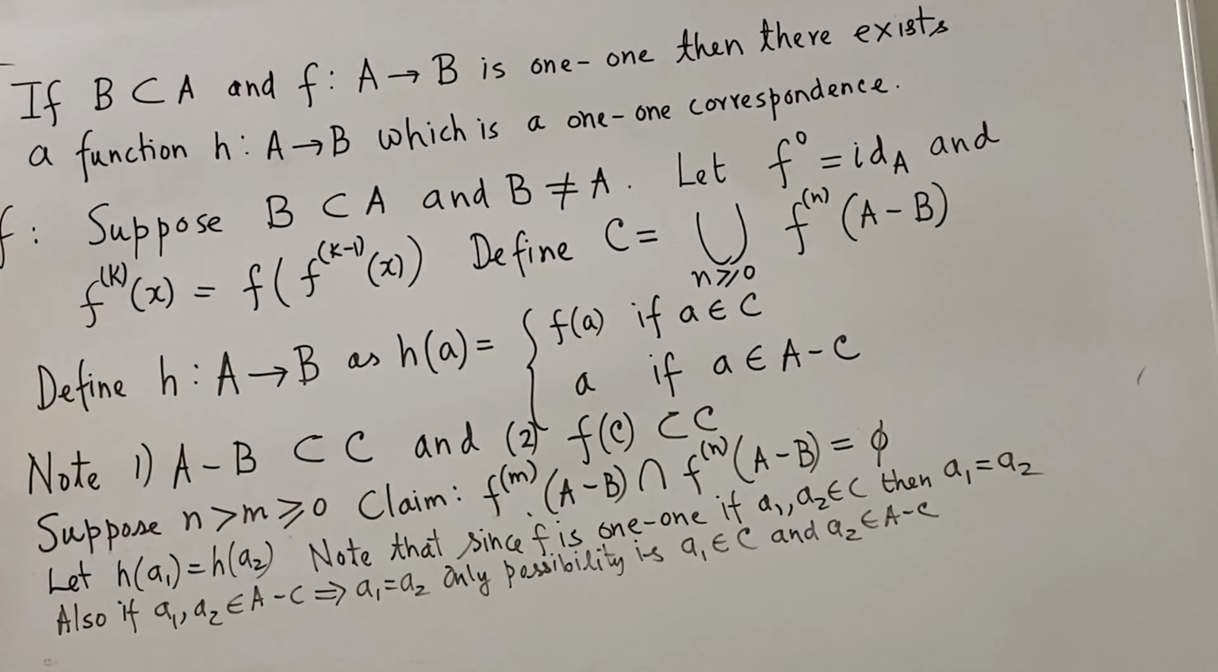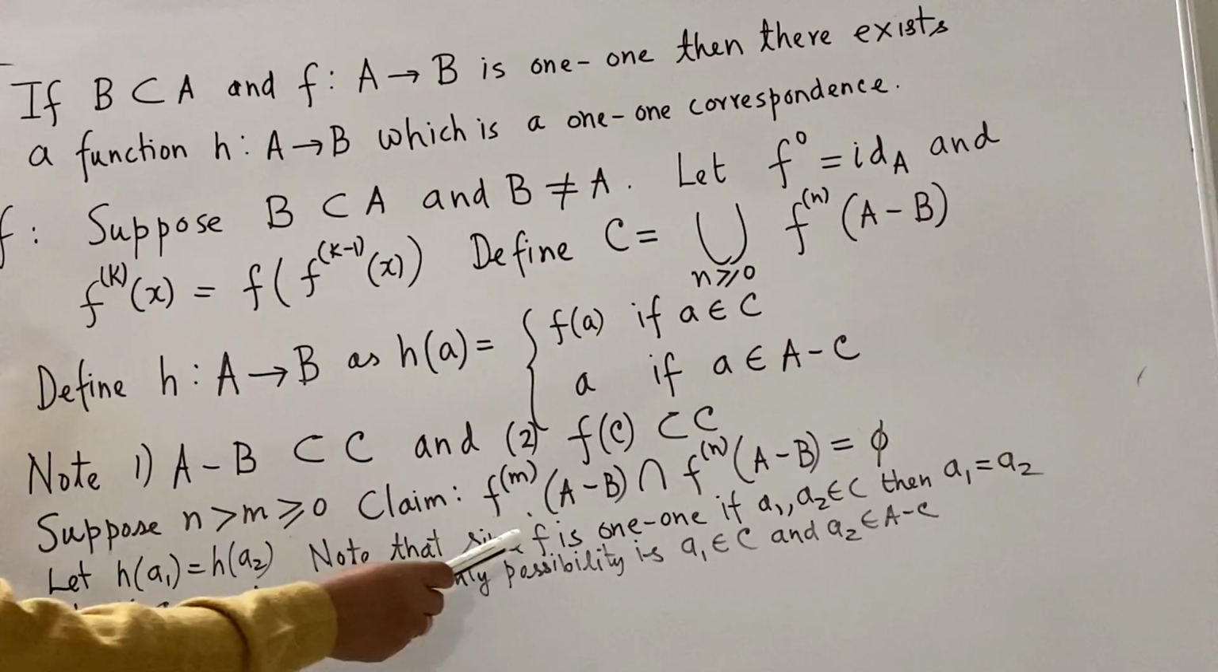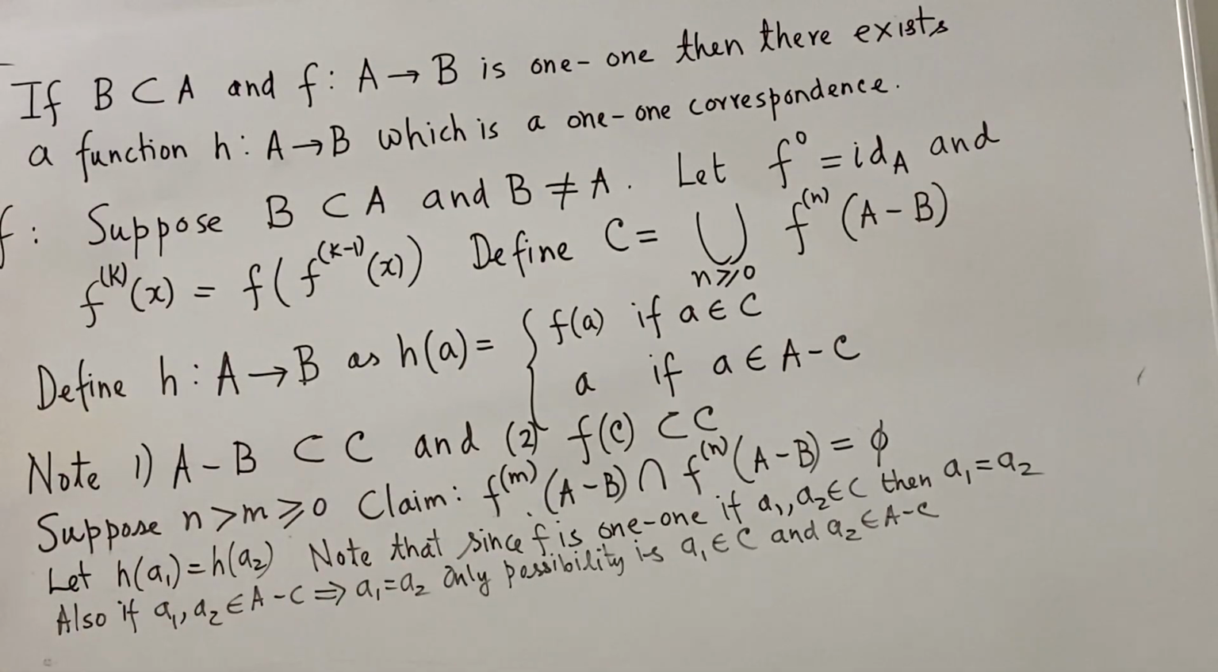Now let us try to show that h is 1-1. Now suppose h(a1) is equal to h(a2). Note that since f is 1-1, if a1 and a2 both belong to C, then a1 must be equal to a2.